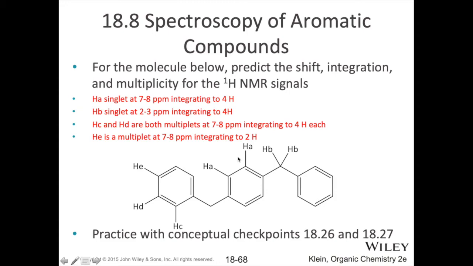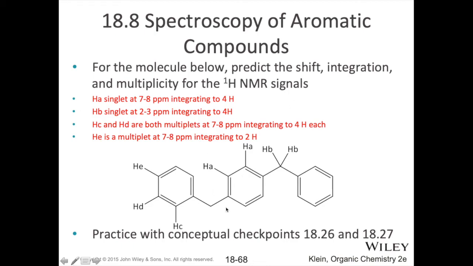So, where are all these different protons going to show up? With the exception of hydrogen B, everything else is an aromatic proton. So you can see that hydrogens A, C, D, and E are all in that 7 to 8 ppm range. Hydrogen B, of course, will show up at around 2 to 3 ppm. It's going to be shifted down a little bit because it's in that benzylic position, close to that benzene ring. So it's going to be at 2 to 3 ppm instead of 1 to 2 ppm.